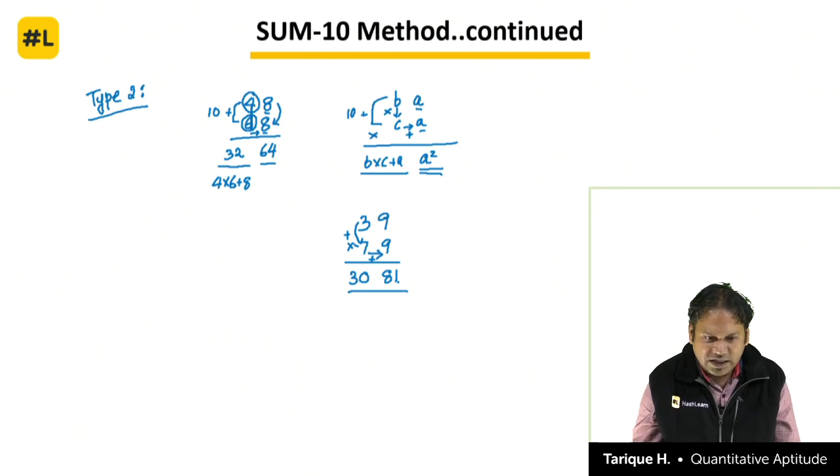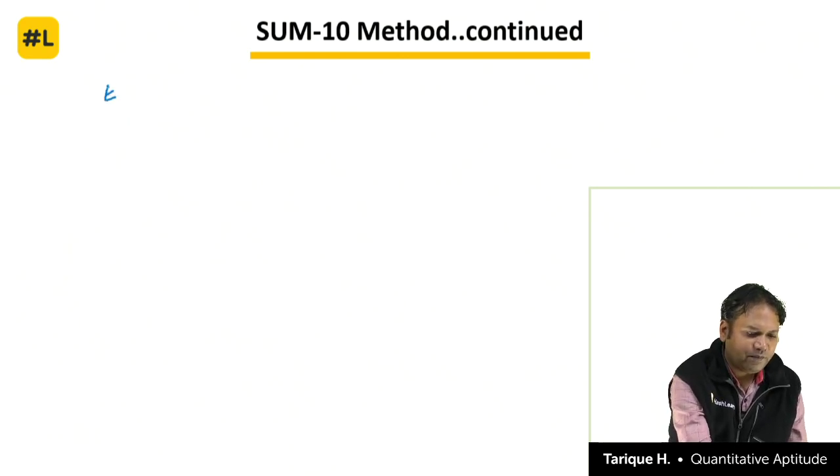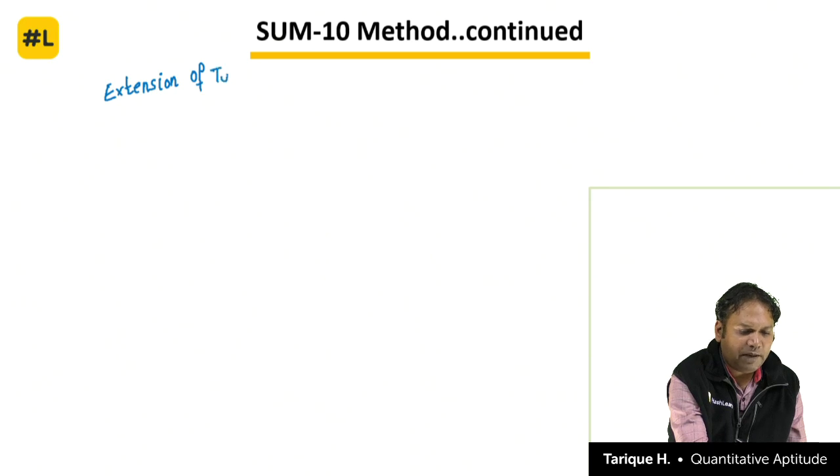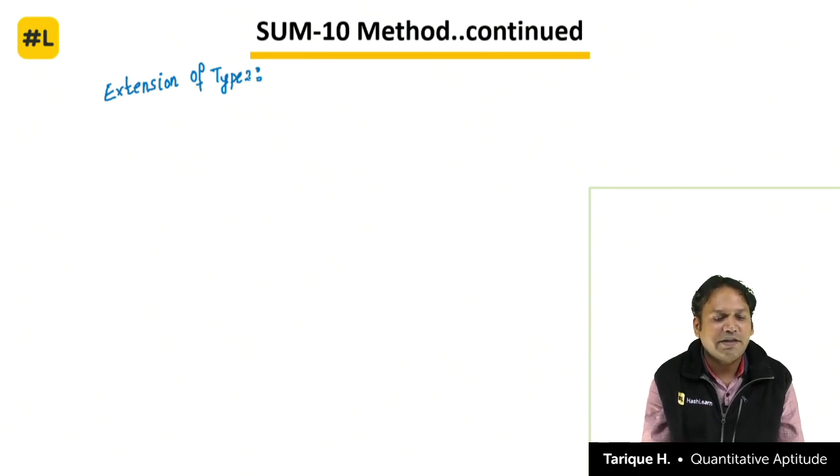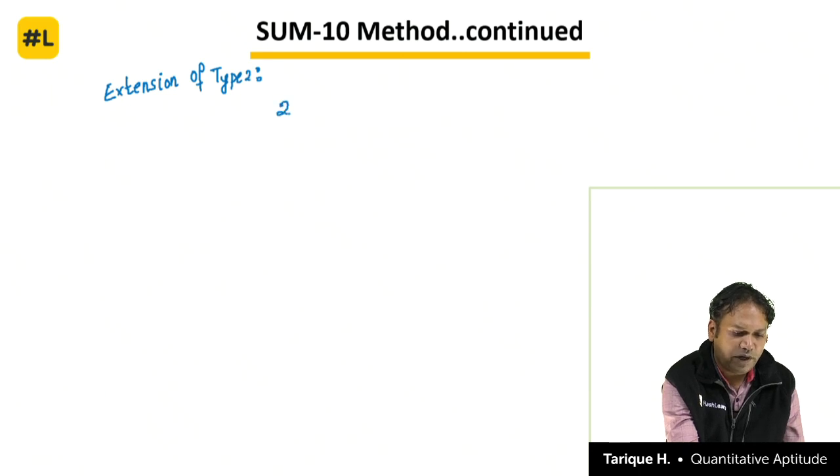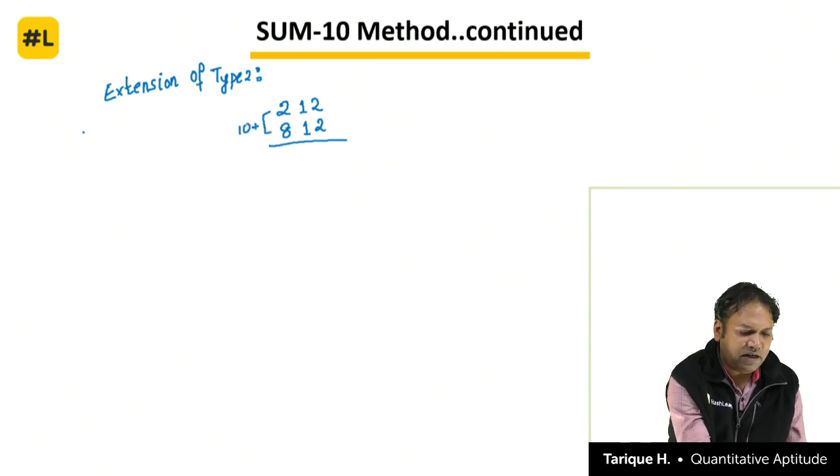Now we will take an extension of type 2. Extension of type 2 is when we apply type 2 of the Sum 10 method for a 3-digit number. Now you see here again, let's take 212 into 812. What you observe here is that the left hand side digits are adding up to 10, just as we have seen earlier in the case of 39 into 79.